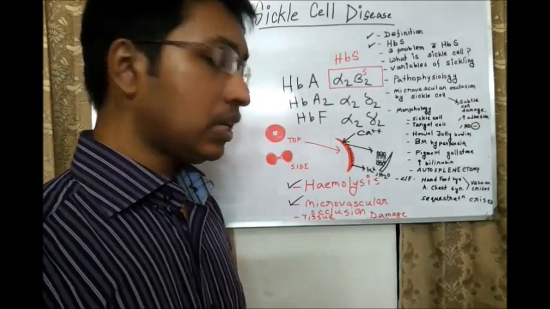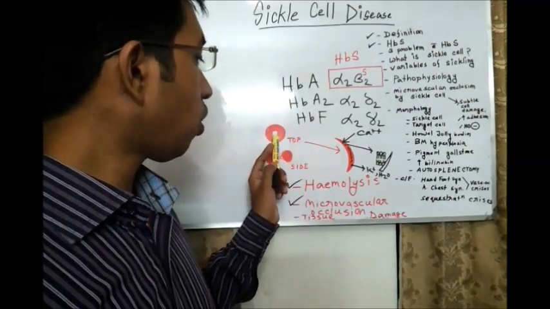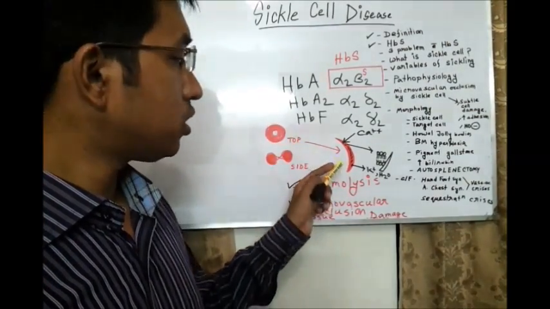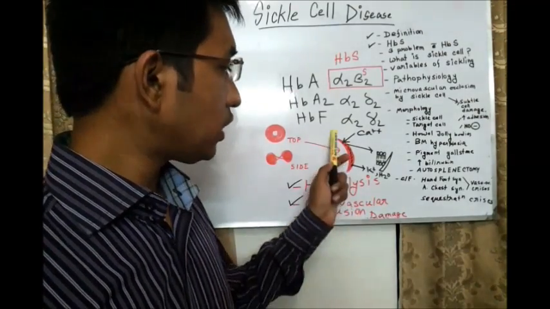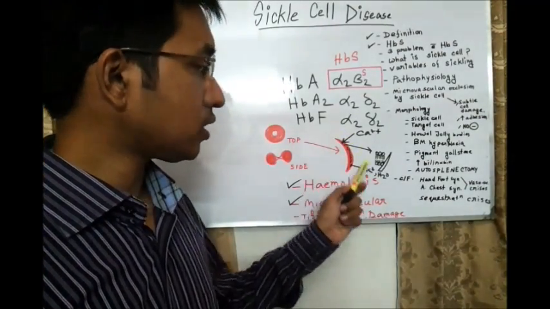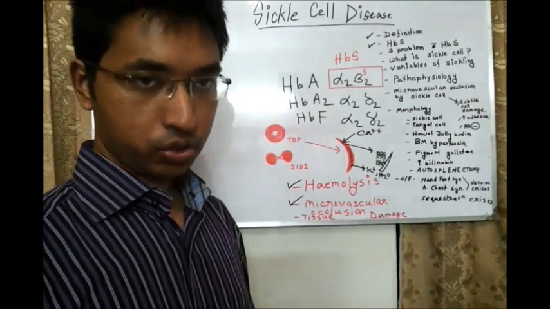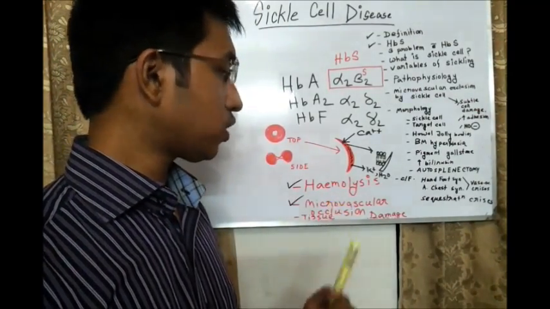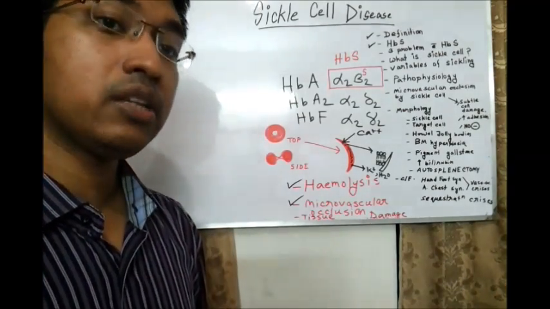For example, it is known that when an RBC changes its shape from a biconcave circular disc to a sickle shape, it increases adhesion molecules on its surface. And there are also some other factors that can influence microvascular occlusion. One of the other factors is inflammation.